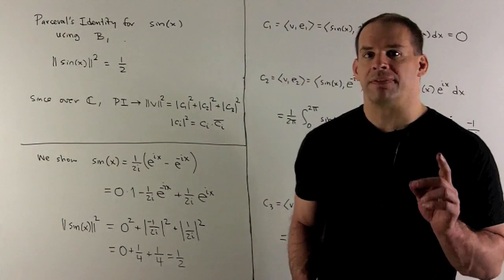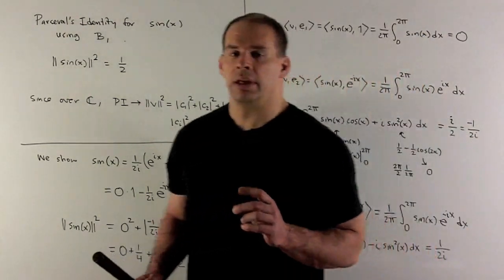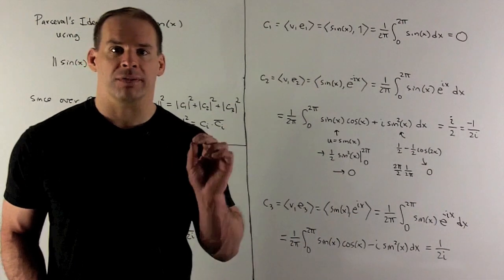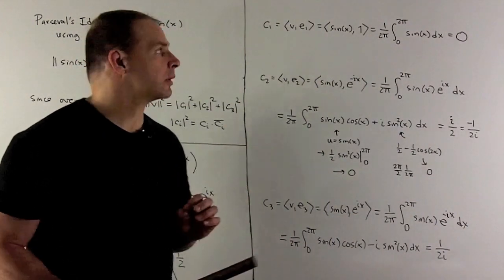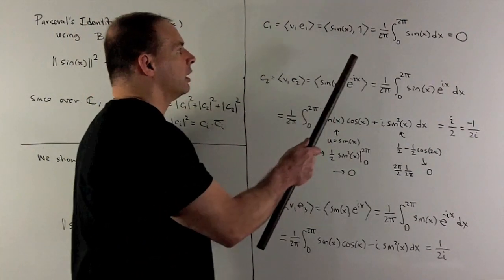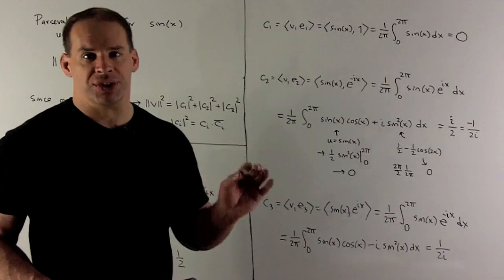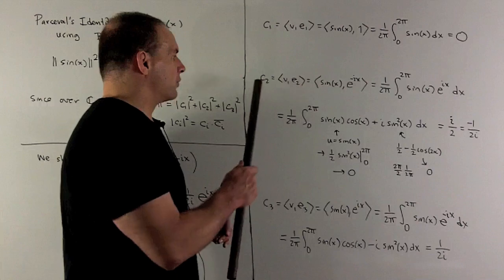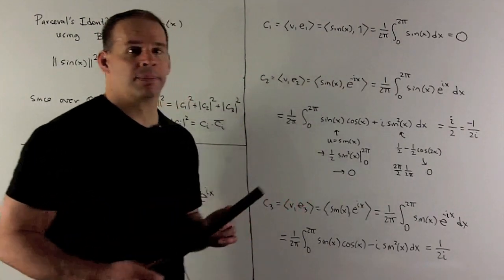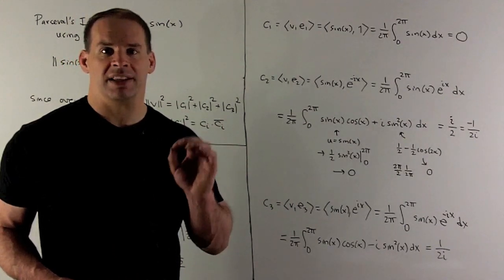Now, let's verify the coefficients in our linear combination. Here, we're going to use the formula Ci is equal to the inner product of your vector with Ei. Okay, C1, we're going to take sine of x against 1. So it's going to be the integral from 0 to 2 pi of sine of x. That's going to go to 0. Then for C2, take the inner product of sine x with e to the minus ix. Take the complex conjugate of e to the minus ix. That becomes e to the ix.